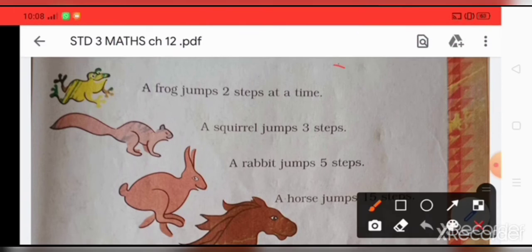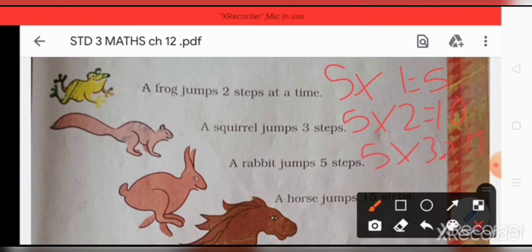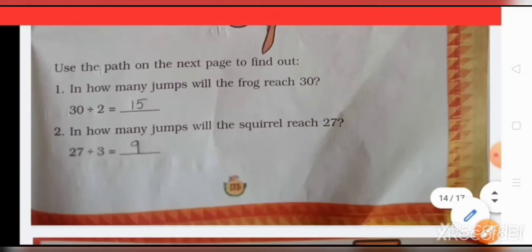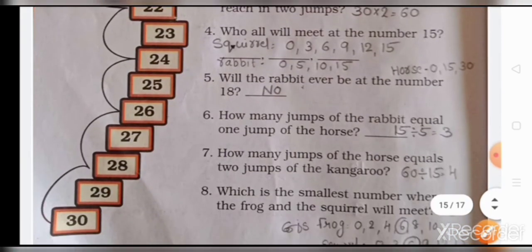See the table. 5 ones are 5, 5 twos are 10, 5 threes are 15 and 5 fours are 20. 5 का टेबल में 18 होता है ना. 5, 10, 15. 15 के बाद में कितना होता है? 20. So it is no.